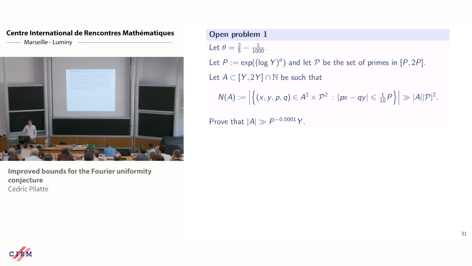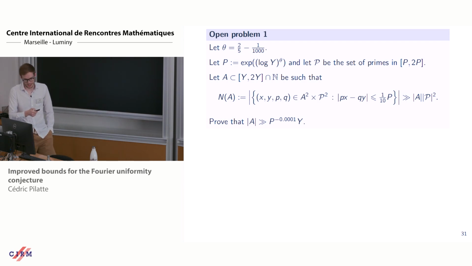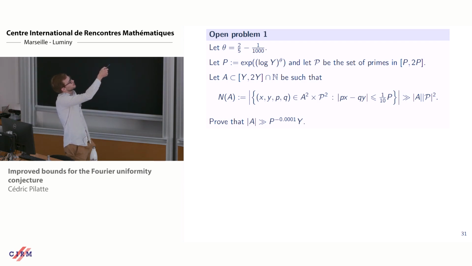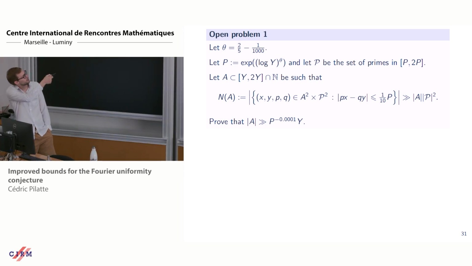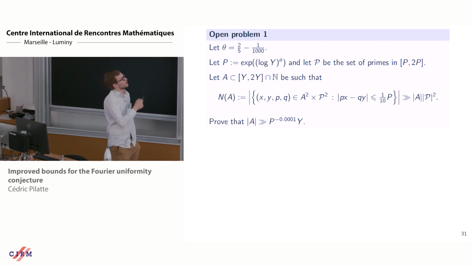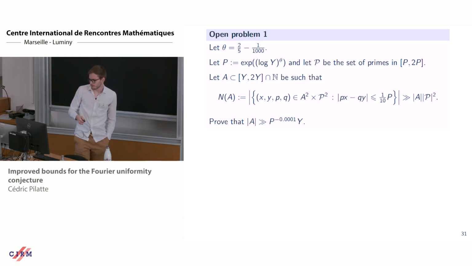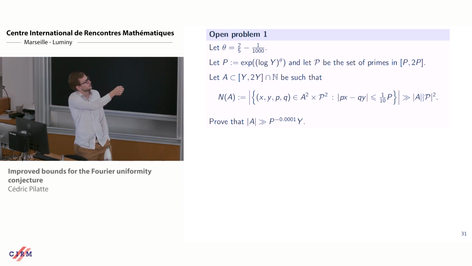You could improve this exponent that I gave you if you could solve the following problem, but I wasn't able to do that, but maybe you can. So choose an exponent that's smaller than 2/5, for example this one, and define p to be of this size, e to the log y to the theta. And again, curly p is a set of primes in that interval. And now I'm only going to look at the first condition out of the two conditions that define the local relation. So this is a condition of this type.